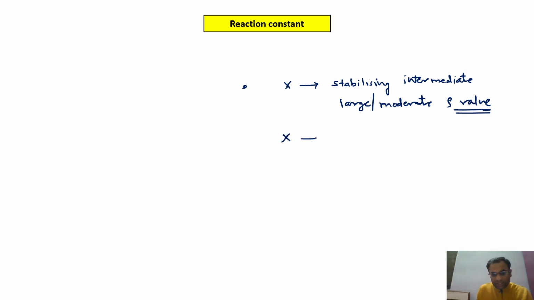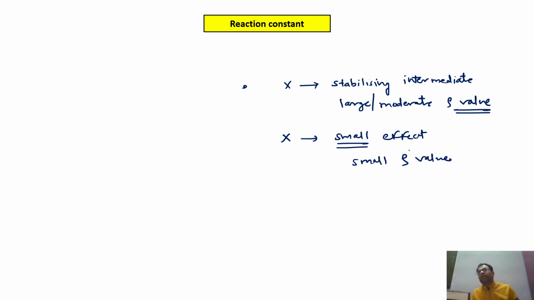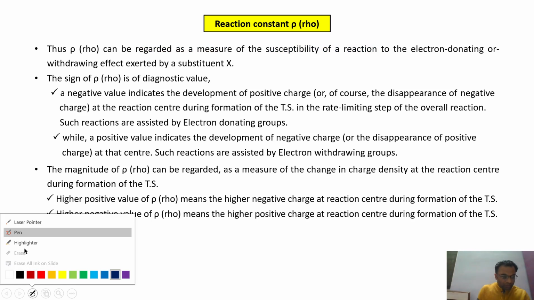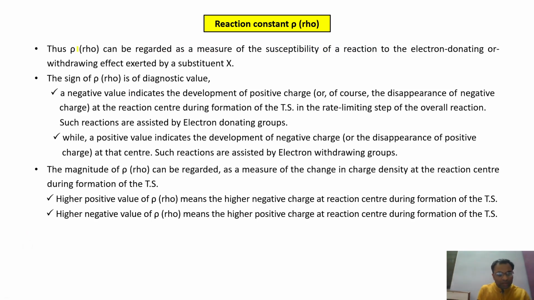And if the X has a very small effect in stabilizing the intermediate, then it will have a very small rho value. Therefore we use this statement that the rho value is nothing but the numerical value which is the measure of susceptibility of a reaction towards the electron donating or electron withdrawing effect by the substituent X.